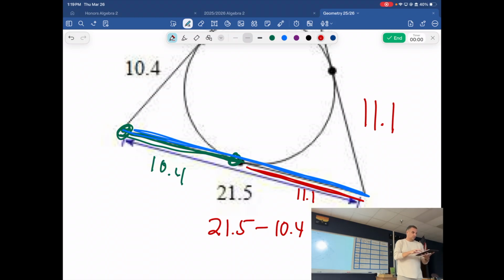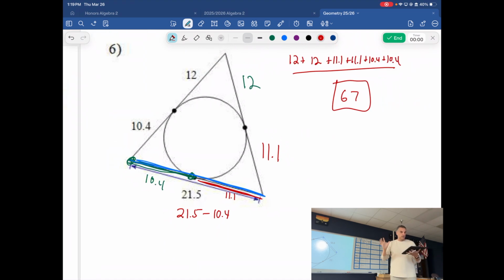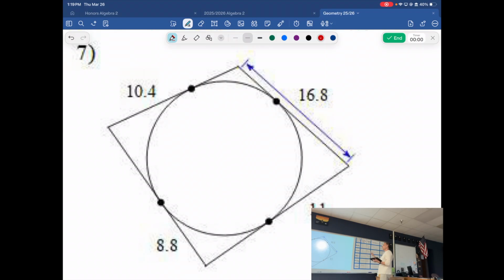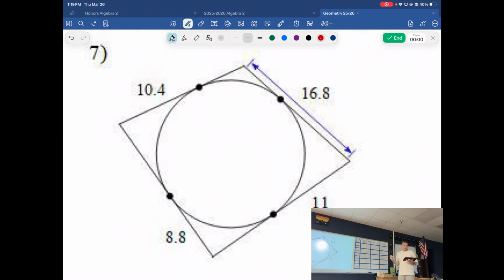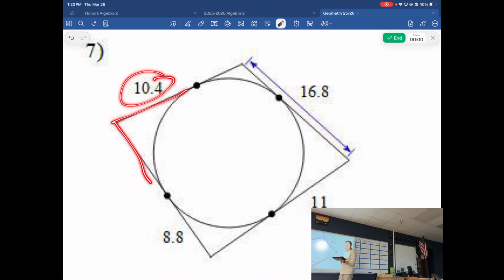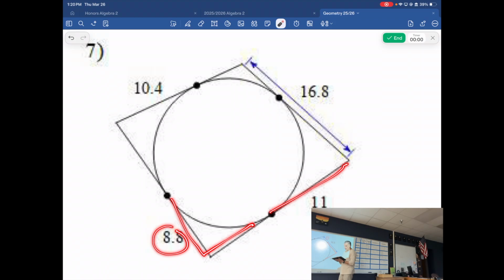Okay, so let's look at the next one. Again, we want to look at this perimeter. We want to find the perimeter. And again, I'm stepping back and observing first. I'm not just going to jump in. I'm going to think about what do I know. Okay, I know this one is 10.4. So those two have to be the same. I know this is 8.8. Those have to be the same. I know this is 11, and those two have to be the same. So I don't know that one, but I know the whole thing, so then I can find that.